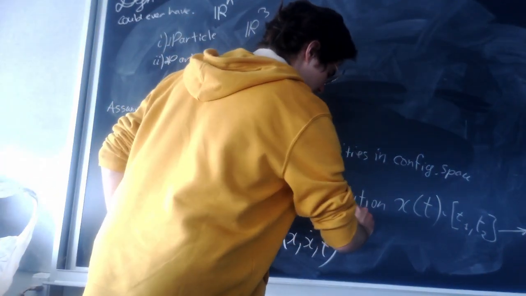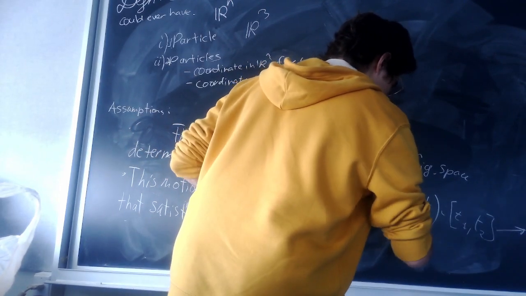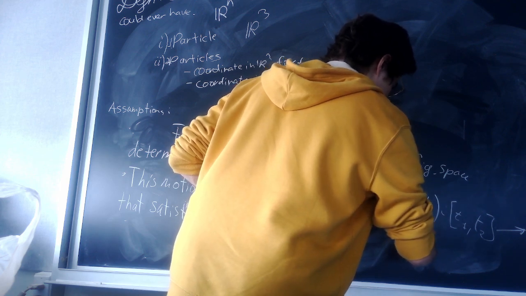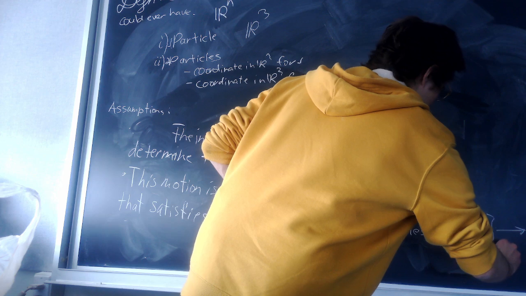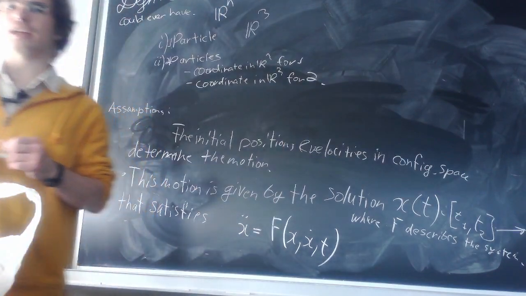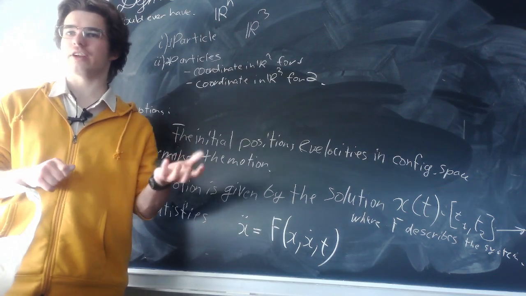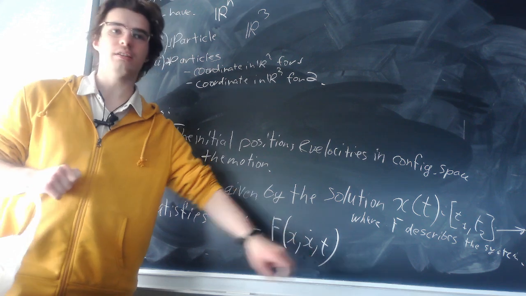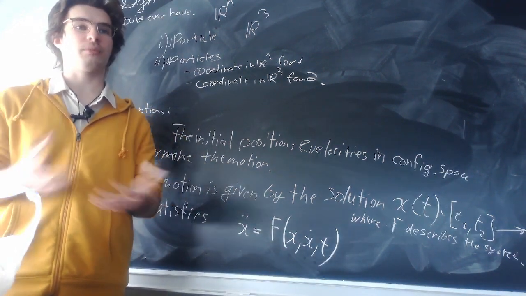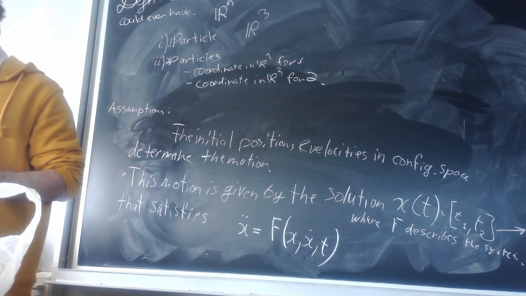And now this F is associated with the system. This F comes from the system, this describes the system. So what you could think of, in some sense, is that a classical mechanical system is really given by some configuration space and this function F of x, x dot, t, and that fully determines your system in classical mechanics. Yeah.